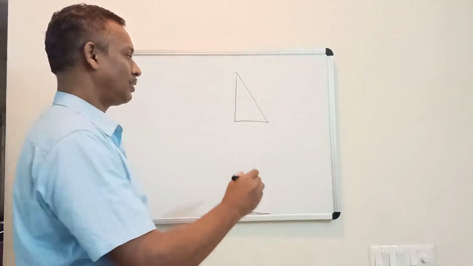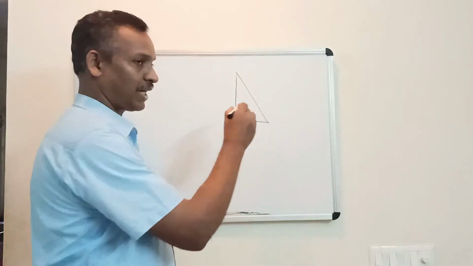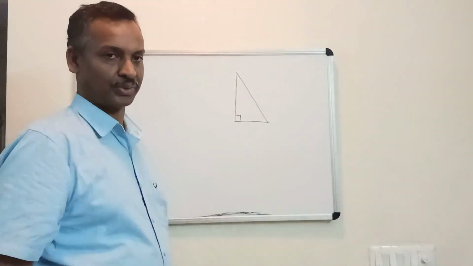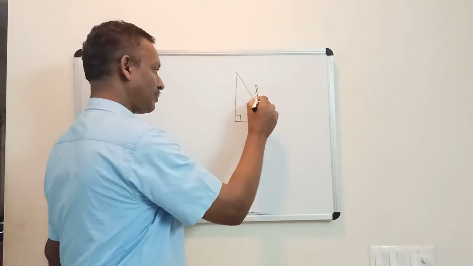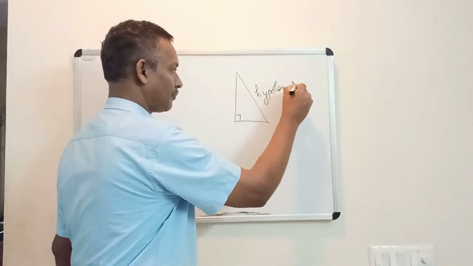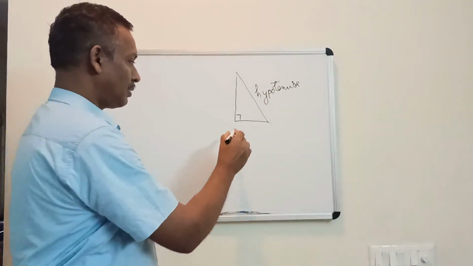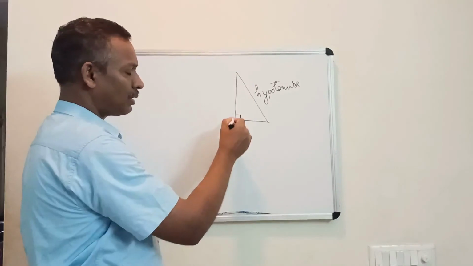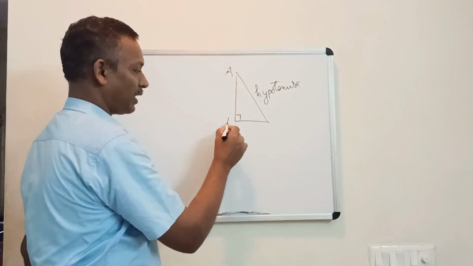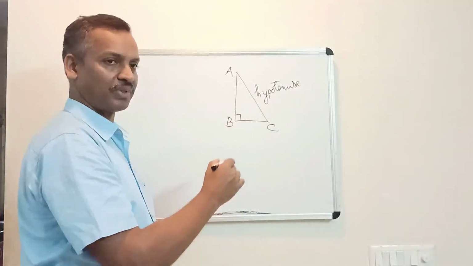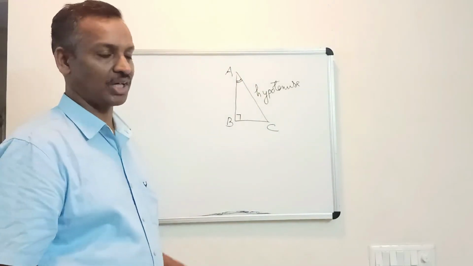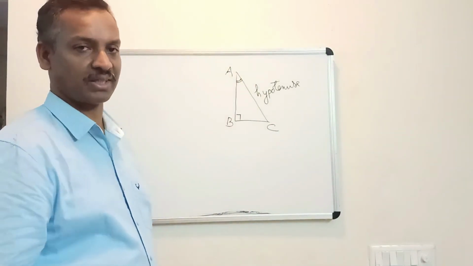Normally we write this bottom side as base, this as height, and this as hypotenuse. Here also we name the side opposite to 90 degrees the hypotenuse, and the base and altitude we name on the basis of one of the acute angles. You can take one of the acute angles. Suppose you are taking A as the reference angle. One of the acute angles you have to take as a reference angle.